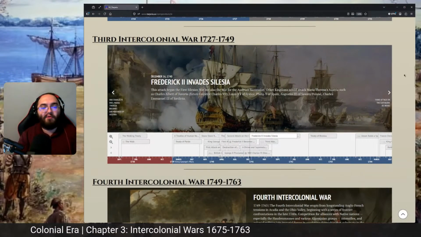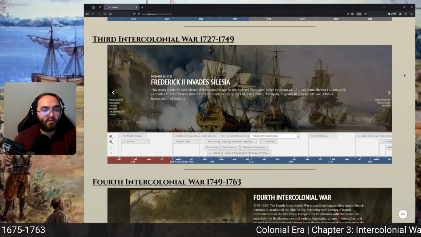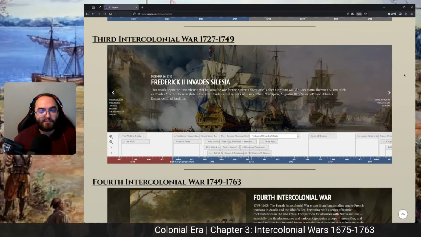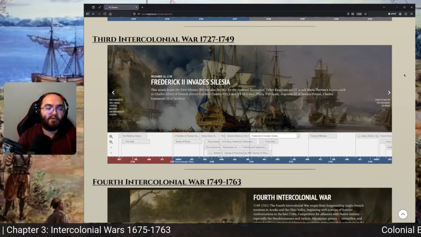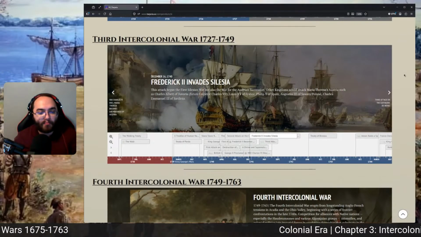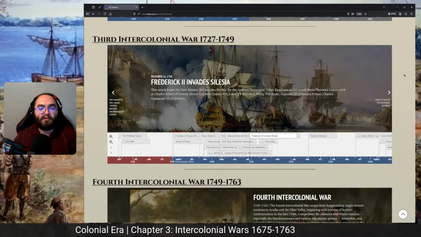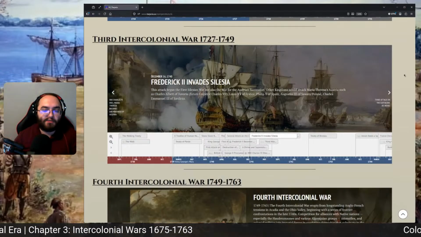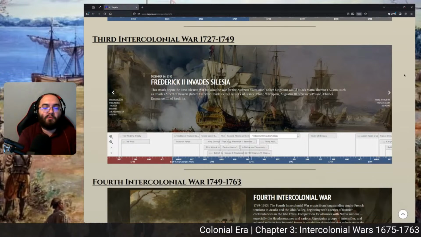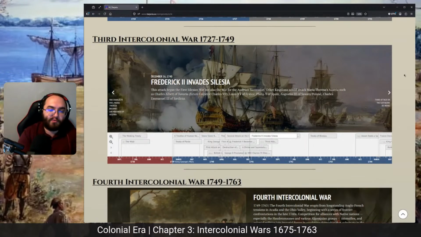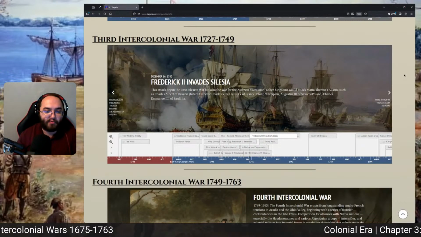Frederick II will invade Silesia, which is with the Austrians. This begins the First Silesian War, but also the War for the Austrian Succession. Other kingdoms would attack Maria Theresa's Austria, such as Charles Albert of Bavaria. He will become the future Emperor Charles VII of the Holy Roman Empire, and also Louis XV of France, Philip V of Spain, Augustus III of Saxony and Poland, and Charles Emmanuel III of Sardinia. So Louis XV is going to attack Austria for the succession because they don't like Maria Theresa.